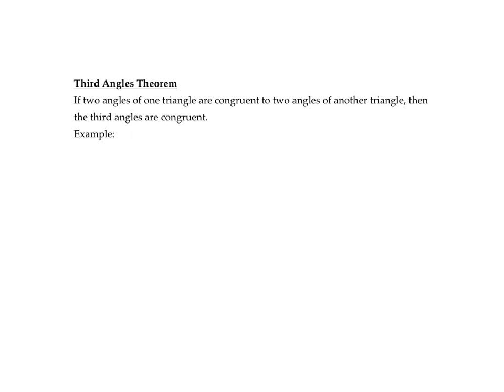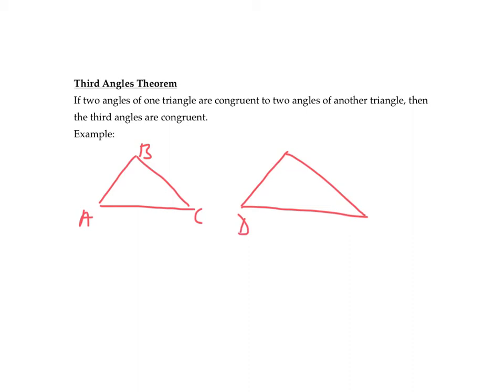Right, the third angles theorem states that if two angles of one triangle are congruent to two angles of another triangle, then the third angles are congruent. So if I just draw two triangles that appear to be congruent, and we're going to label those quickly, triangle ABC and triangle DEF.